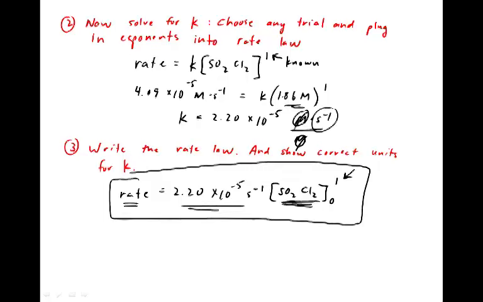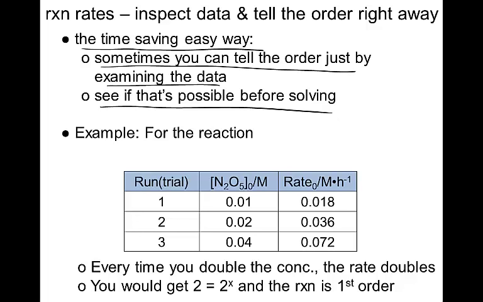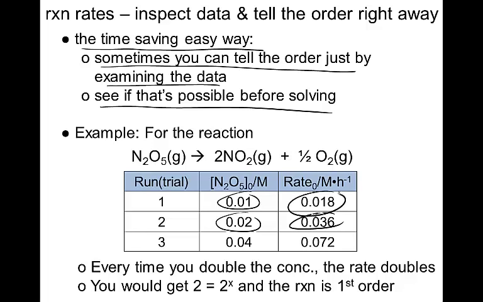Okay, here's a kind of a shortcut method. So this is the time-saving easy way. Sometimes you can tell the order just by examining the data, so always check to see if that's possible before solving. So for example, looking at this reaction, this would be for the reaction we were looking at earlier. Looking at this data, if we did this over this, that would equal 2. And then if we did this over this, so K would drop out, and then this divided by this would also be 2 to some exponent, and then X would equal 1.